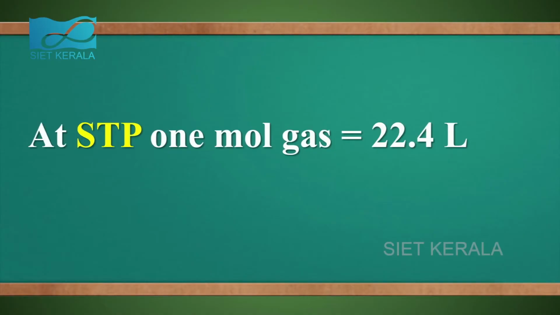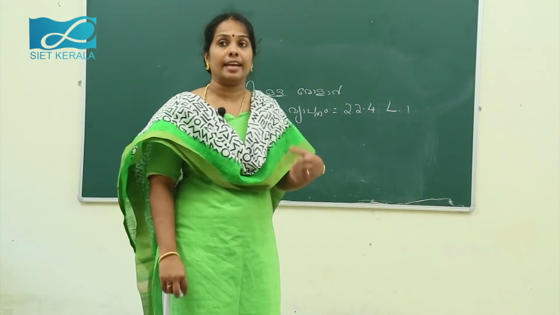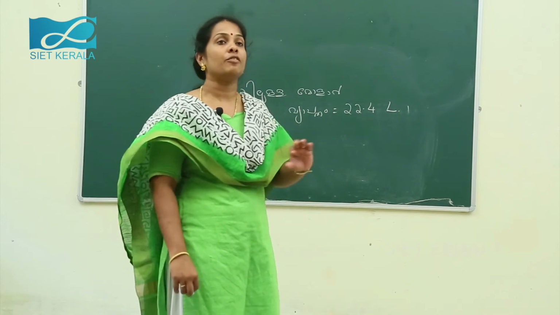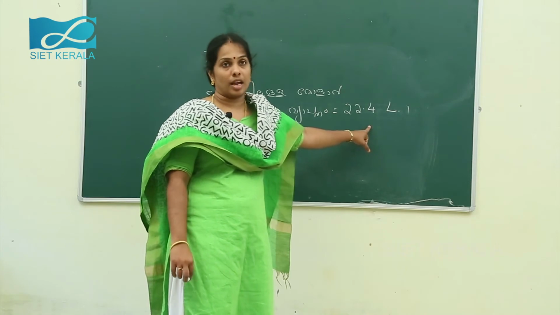Number of particles in 1 mole of a substance is equal to 6.022 × 10^23 and the molar volume of 1 mole of substance at STP is 22.4 liters.